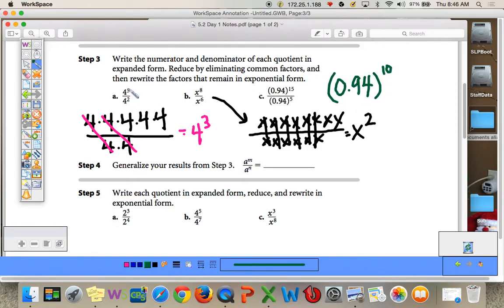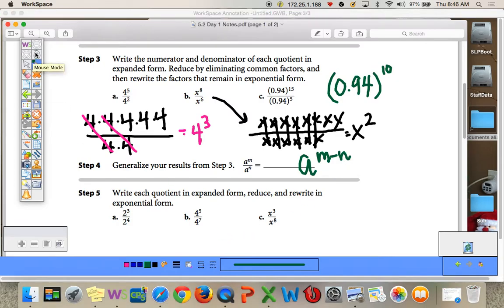One way you can get that is you can subtract the exponents. 15 minus 5 is 10. 8 minus 6 is 2. 5 minus 2 is 3. So to generalize, if you have the same base and they're being divided, you can subtract the exponents, a to the m minus n power.